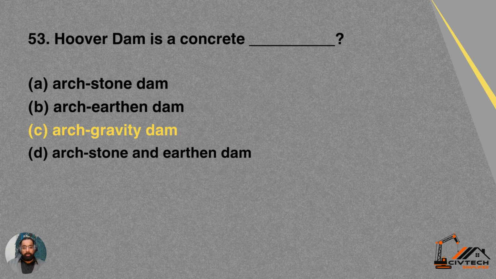Question number 53. Hoover Dam is concrete dash. What is the material of Hoover Dam? Option A, arc stone dam. Option B, arc earthen dam. Option C, arc gravity dam. Option D, arc stone and earthen dam. Hoover Dam is a concrete arc gravity dam. C is the correct answer for this question.